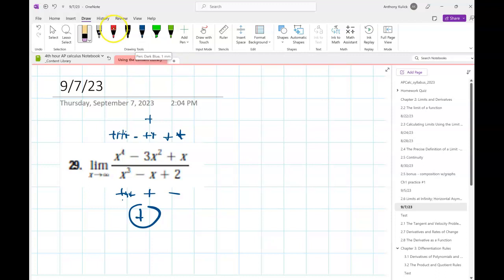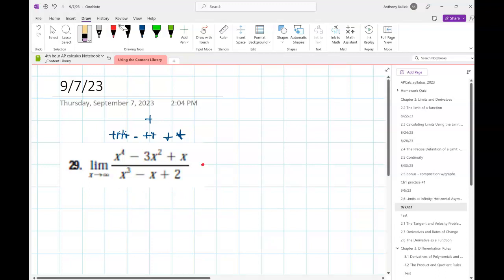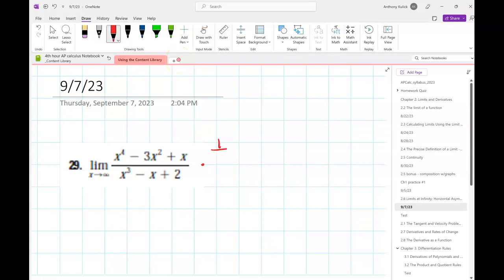Now let's see what we would do algebraically, like if I actually had to show work. So I'm going to multiply the top and bottom of this by, should I do 1 over x cubed or 1 over x to the fourth? Cubed is correct, because I don't want to zero the denominator out.